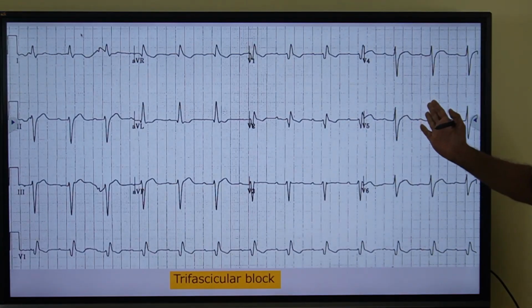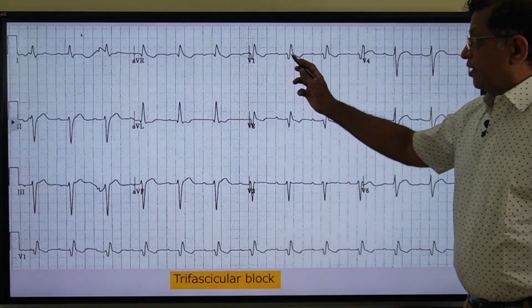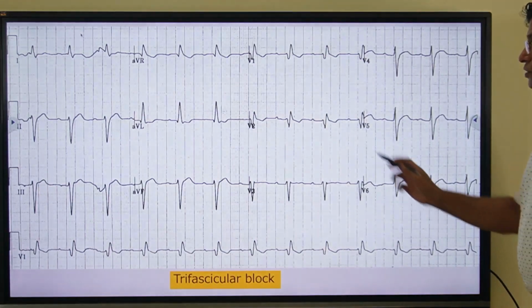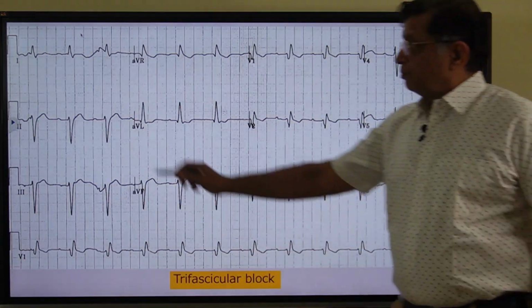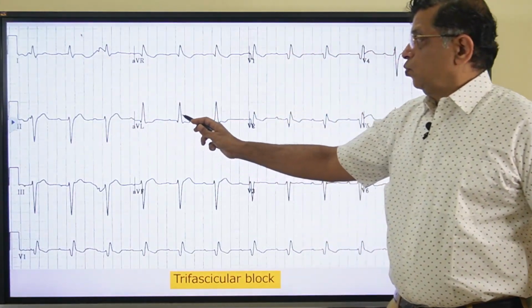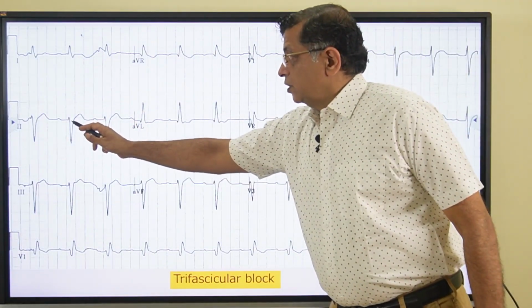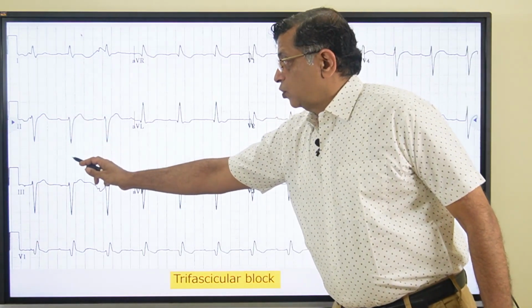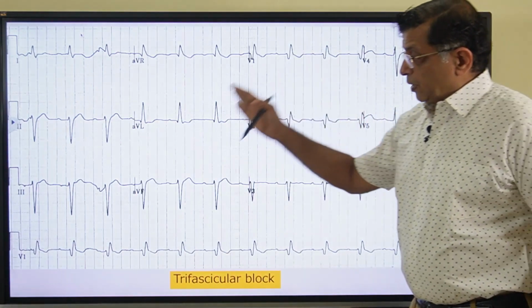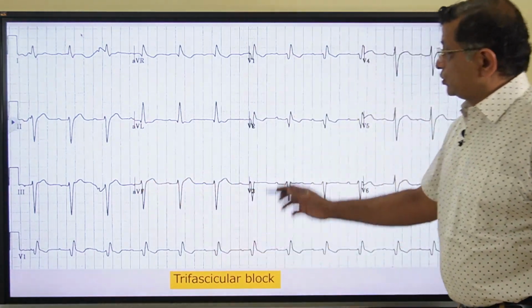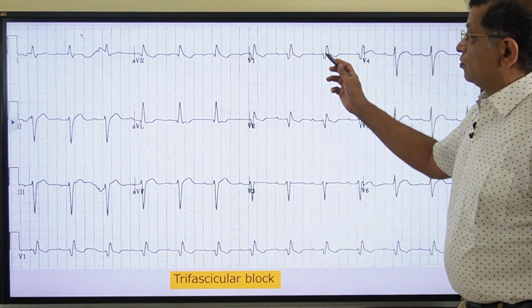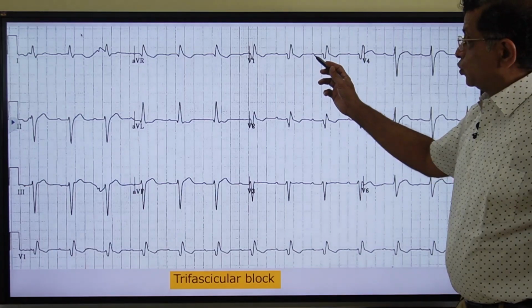This is an example of trifascicular block. The patient has right bundle branch block, rSR prime pattern, slurred S wave in V6, and widened QRS. At the same time, the patient has left anterior fascicular block, tall R waves in 1 and aVL, and small R followed by deep S waves in the inferior leads. So this is right bundle branch block plus left anterior fascicular block, plus you can see that the PR interval is more than 5 small squares, more than 200 milliseconds.